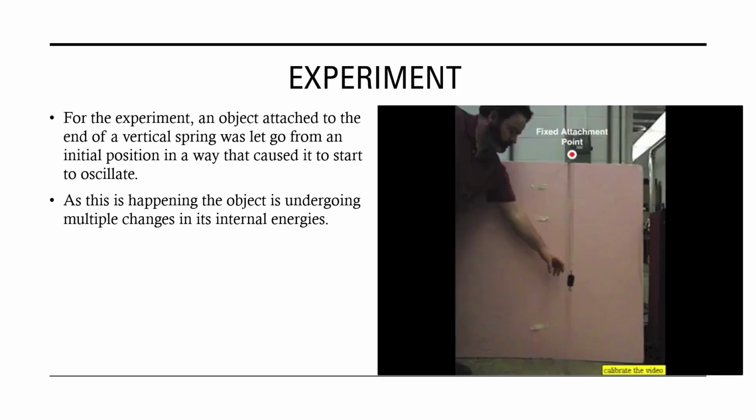Experiment. For the experiment, an object attached to the end of a vertical spring was let go from an initial position in a way that caused it to start to oscillate. As this is happening, the object is undergoing multiple changes in its internal energies.